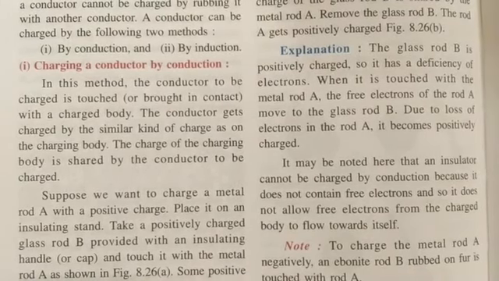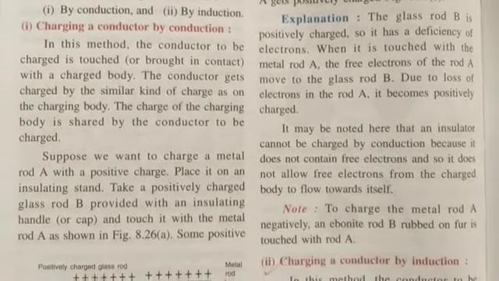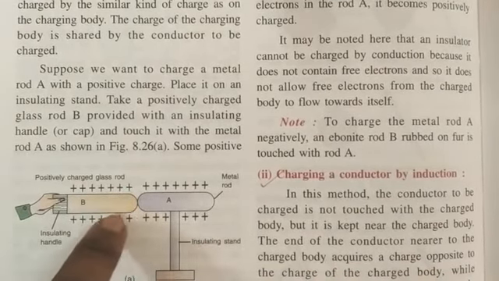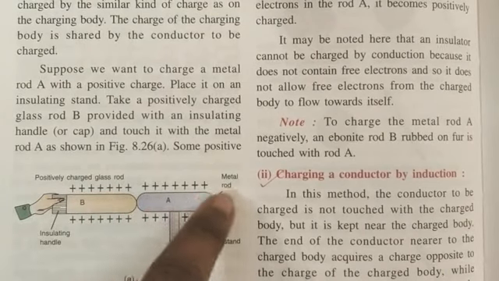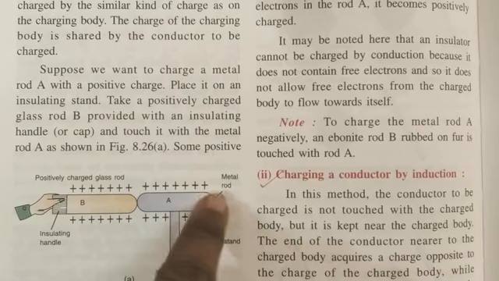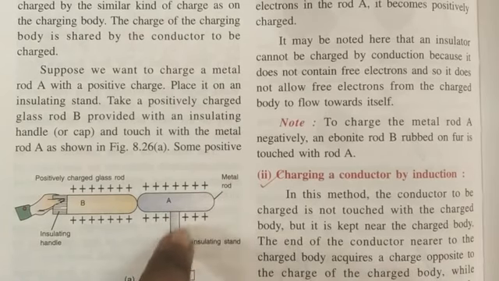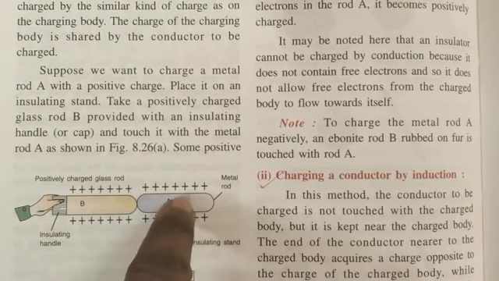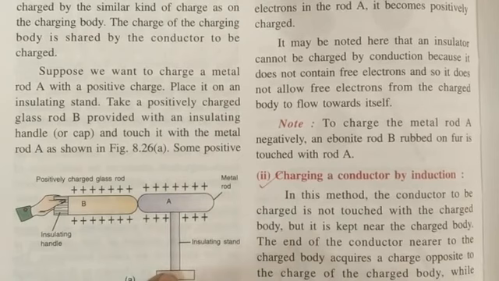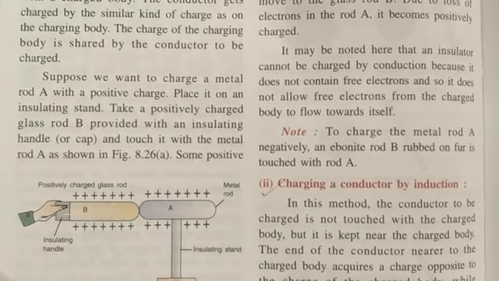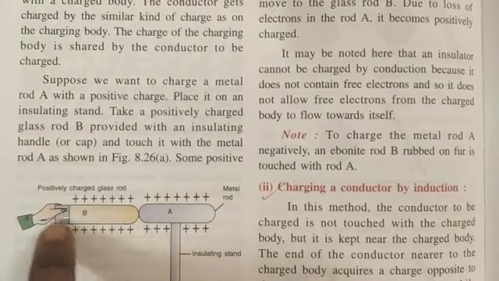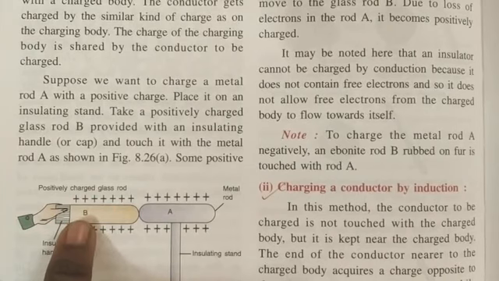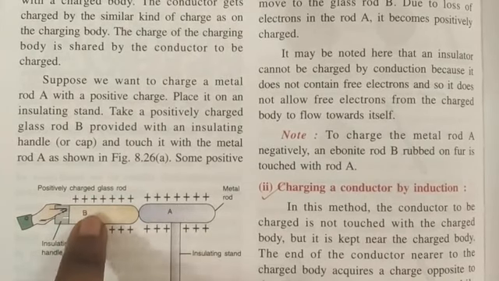Okay students, in this experiment you can see that two glass rods are taken. Here a positively charged glass rod is taken which comes into contact with the metal rod, and that metal rod is hung on, or connected with, an insulating stand. It means there is no charge transfer between the metal rod and this stand. So what we have to observe here is that the glass rod B, which is positively charged, comes into contact with the metal rod.